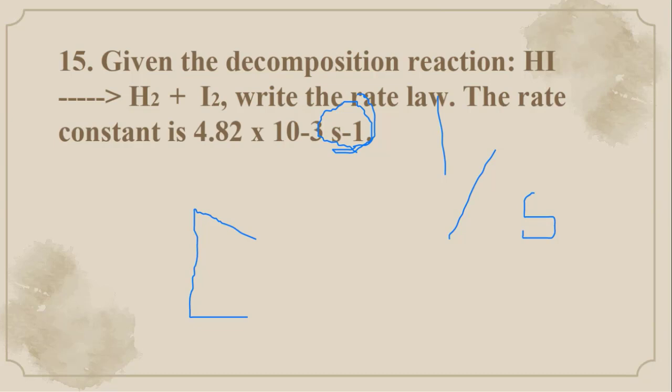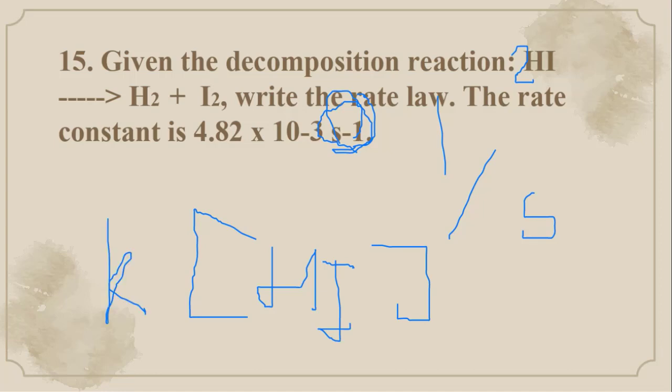So you don't have to worry about taking coefficients because you can't. For example, if you wanted to balance this problem, you would have put a 2 in front of HI, right? But you can't just say, oh, this is second order because there's a 2. It's based on the units of K in this case. So we can write it in this case. It's a sneaky way they might throw it in for you guys. Make sense? Any questions about this one?